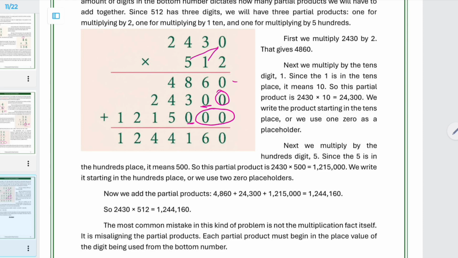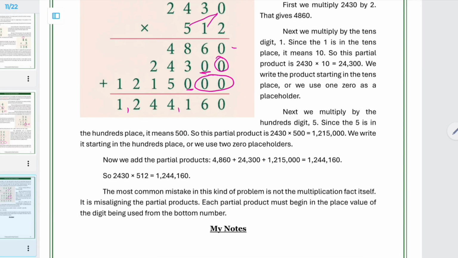Now we add the partial products. 4,860 plus 24,300 plus 1,215,000 equals 1,244,160. The most common mistake in this kind of problem is not the multiplication fact itself. It is misaligning the partial products. Each partial product must begin in the place value of the digit being used from the bottom number.